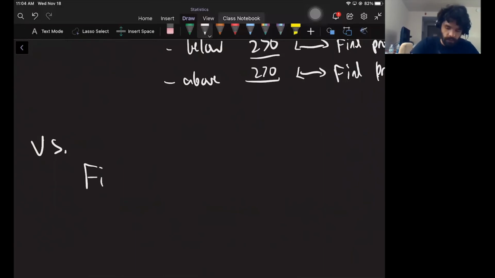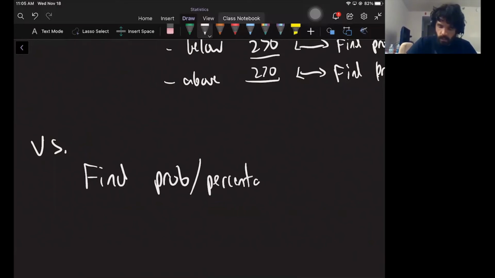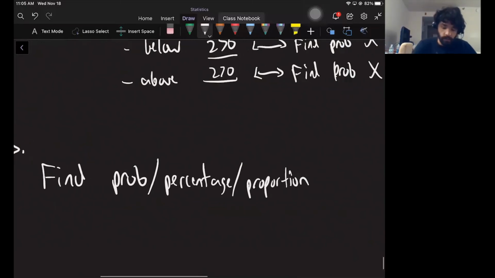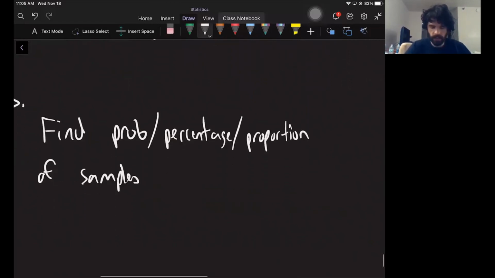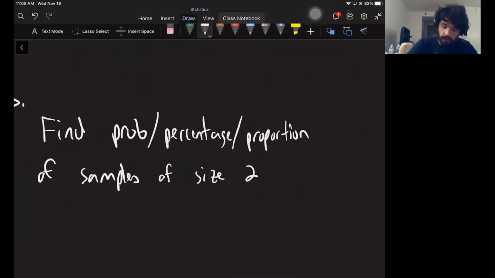but it sort of sounds very much the same. So we're still finding the probability or the percentage or maybe the proportion. It always sounds the same, but now it's of samples instead of people or human pregnancies or something like that. It's of samples of some size, which can change. It doesn't have to be 20 every time. It could be something else.